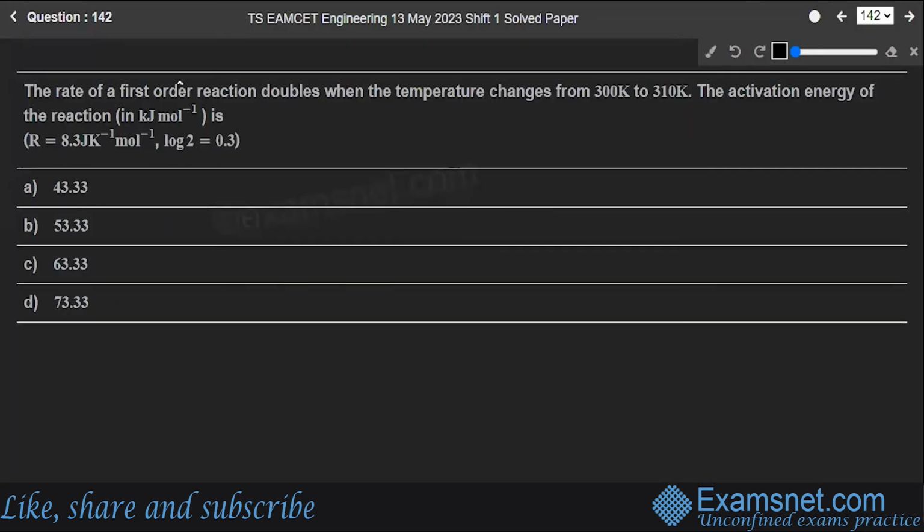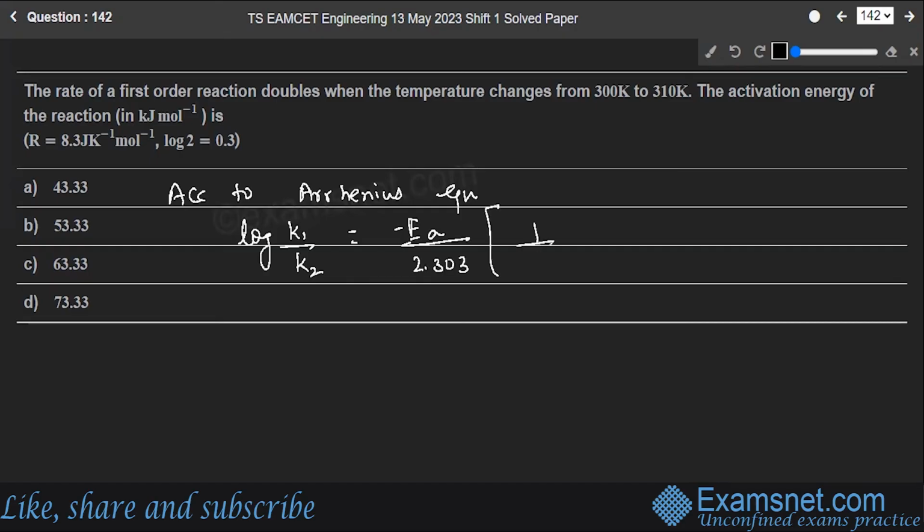Question number 142: the rate of a first order reaction doubles when the temperature changes from 300 to 310 Kelvin. The activation energy of the reaction in kilojoules per mole is, R is given to be this, and log 2 is 0.3. According to the Arrhenius equation, log K1 upon K2 is equal to minus EA upon 2.303 multiplied by 1 upon T1 minus 1 upon T2. You are given that the rate of the first order reaction doubles when the temperature changes from 300 to 310 Kelvin.